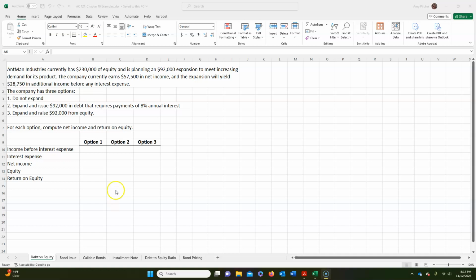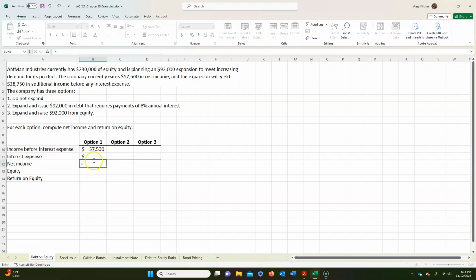So in our first example, we have option 1, don't expand at all. In that option, we have $57,500 in income, because that's what it told us. We're not going to have any interest expense. So let's look at this here. Our net income is income minus interest. Our equity is $230,000.